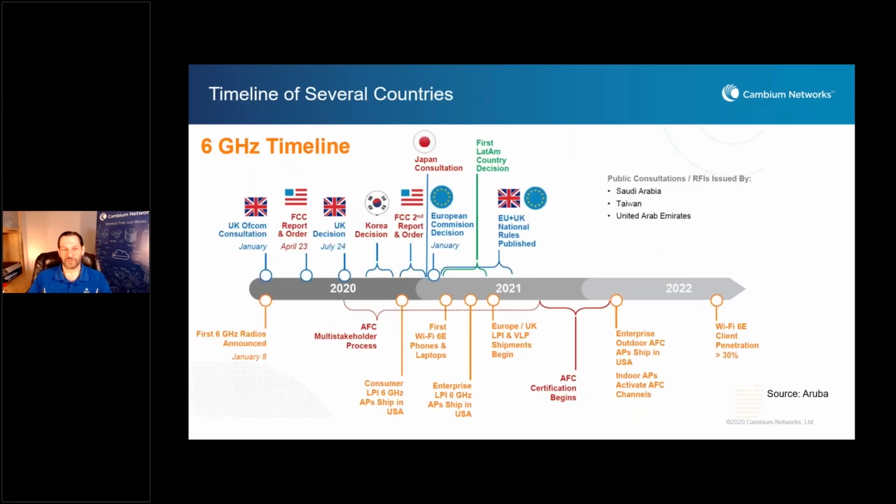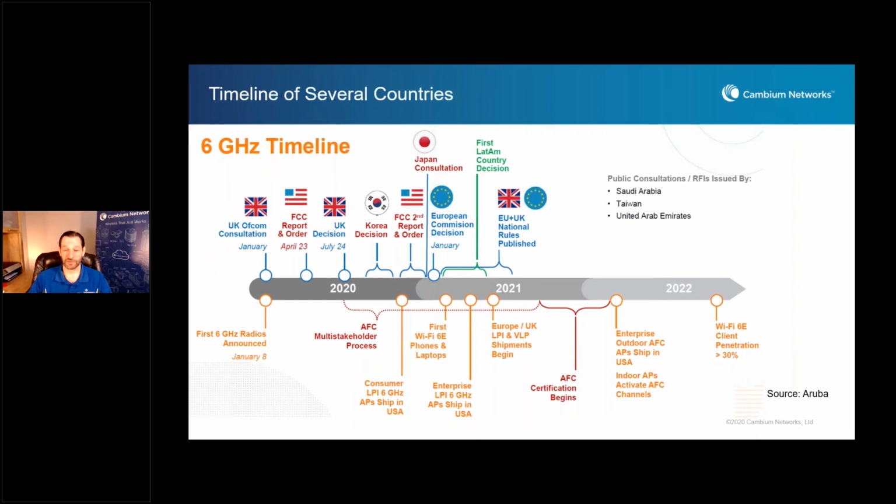This slide I borrowed from Aruba, who presented on 6 gigahertz and what the various countries are doing. So there's a lot of different things going on. The key ones here are the FCC is planning to have implementation sometime in 2022. I know this one says there's a second report and order kind of at the end of 2020. There was a report and order issued, but to implement and get it commercially shipping is going to take some more time. So we expect this to be available commercially in 2022.